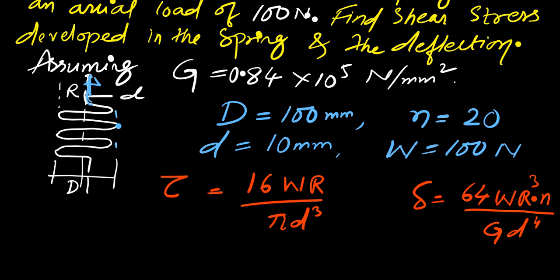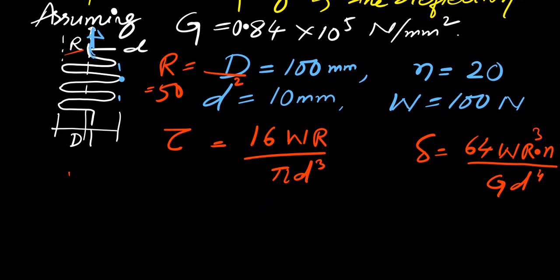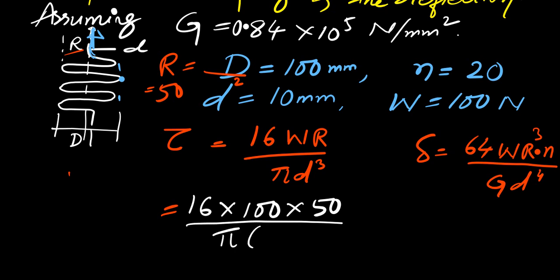Here W is the axial load, where R is the radius. The radius R is equal to D by 2, so you are getting 50 millimeter. Hope you got it. Now let us substitute the values: 16 into W, which is 100 Newton, and R is 50, by pi d cubed, where d is 10 millimeter, to the power of 3.